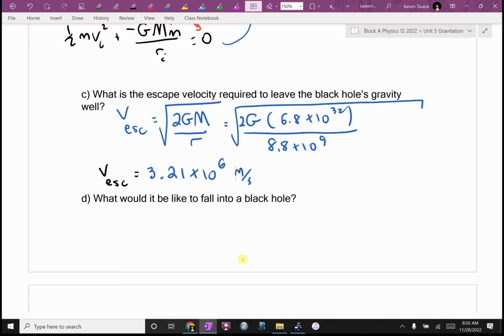You might remember, I don't know if you were here, we asked what's harder, hitting the sun or hitting Pluto? Hitting the sun, because you have to cancel out your orbital velocity. Otherwise, you'll end up in orbit around it. So let's suppose you did that. What would it be like to fall into a black hole?